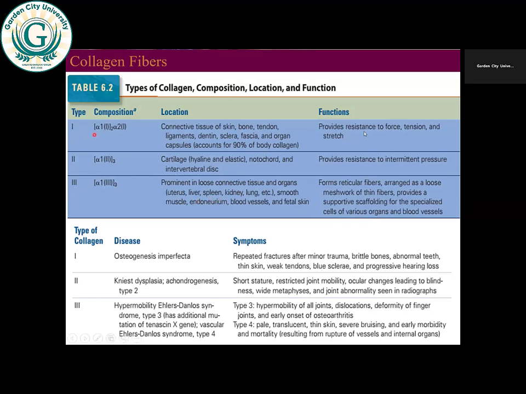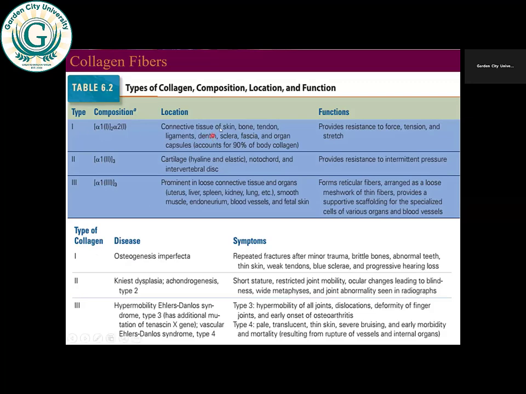Now, collagen type 1 is very, very strong. So it provides resistance to force, tension, and stretch. So that's why you have them here. Because the body produces these collagen fibers, you can have problems associated with defective collagen fibers. If you look at a condition like osteogenesis imperfecta, you see the problem has to do with what? The body's inability to produce proper collagen type 1 fibers.